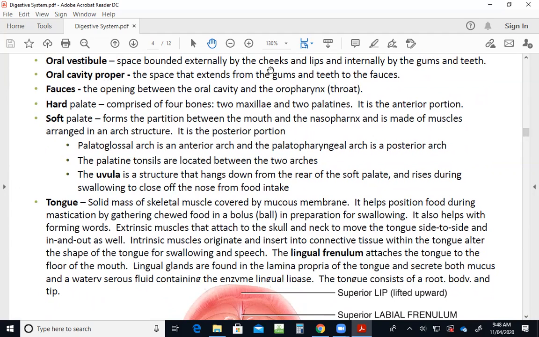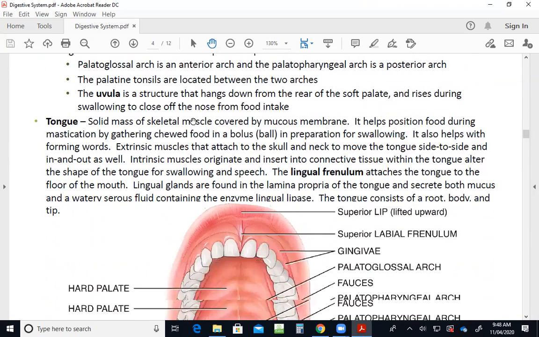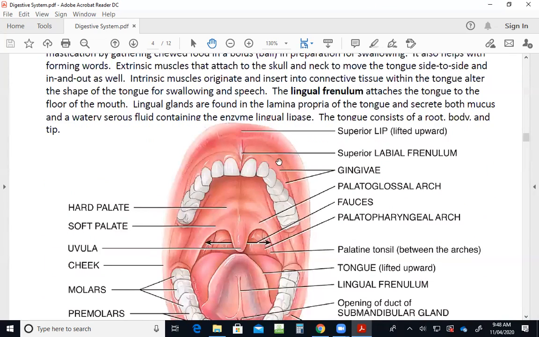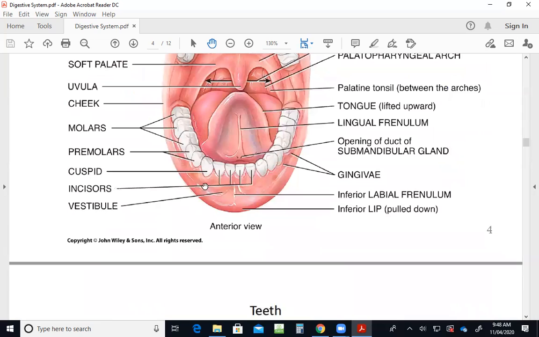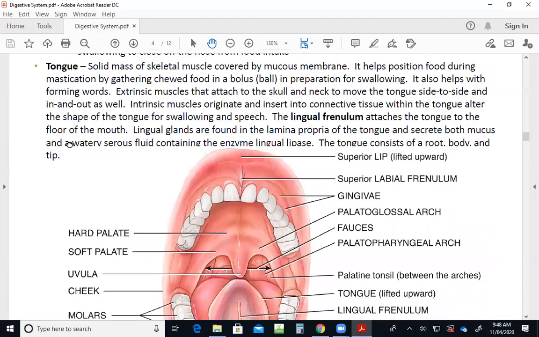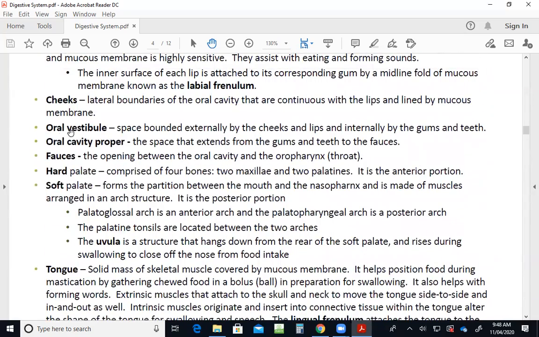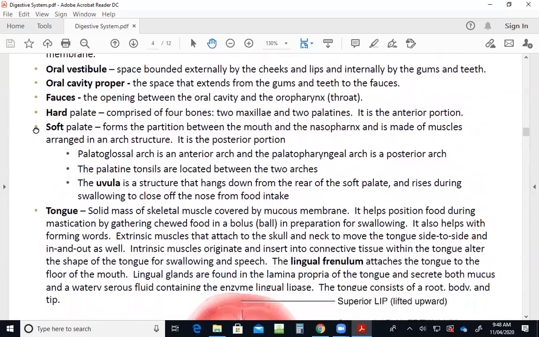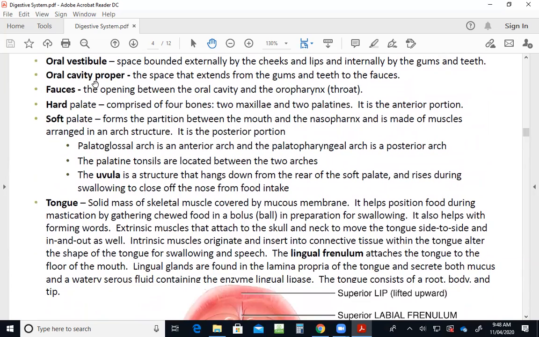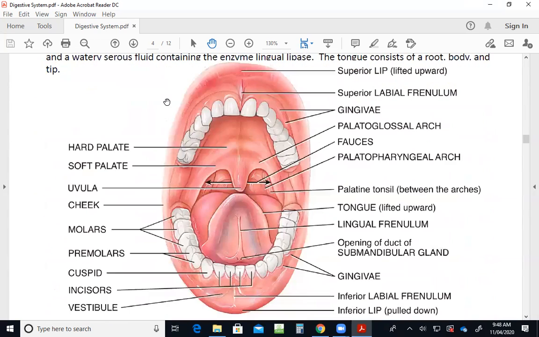It's bounded externally by your cheeks and lips, internally by your gums and teeth. So it's this big space we've got on the top and then on the bottom. Okay. Vestibule is what it's labeled as down there. Here I have it listed as oral vestibule. Same thing. The oral cavity proper is the space extending from our gums and the teeth to the fauces. The fauces, remember, is the space at the back of our mouth that leads to our oropharynx.